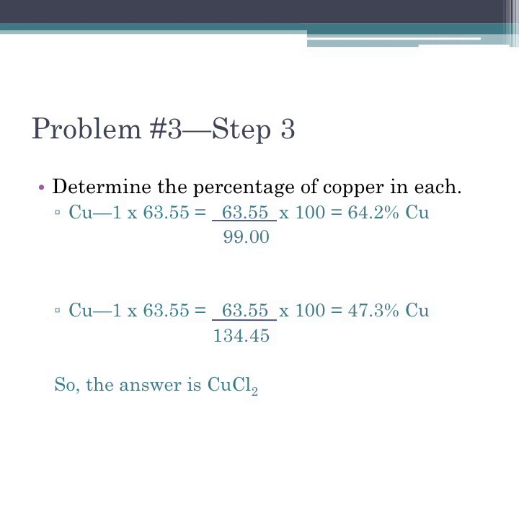So I'm then going to take my total amount of copper in CuCl, which was 63.55, divided by the molar mass of CuCl, 99.00, times 100, and I get 64.2% copper. That doesn't seem to match my given 47.3% copper. So gee, I'm betting it's the other formula. Let's check it. CuCl2's total amount of copper is 63.55 divided by the molar mass, 134.45 times 100, is indeed 47.3% copper. So my answer is CuCl2.